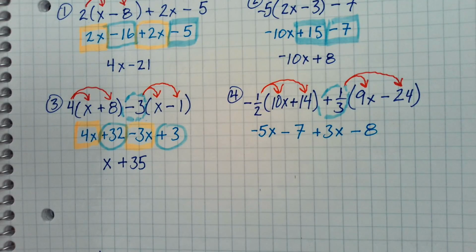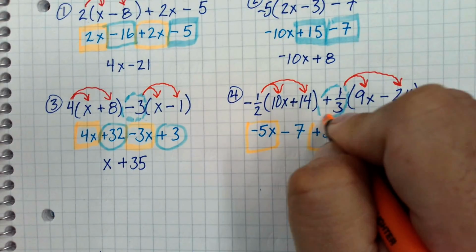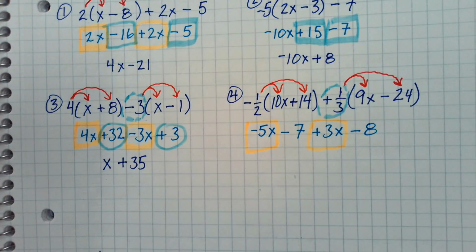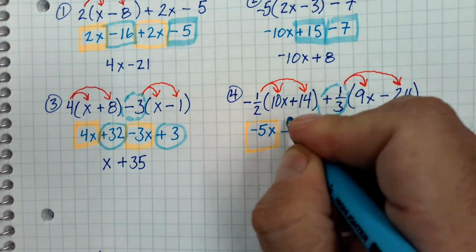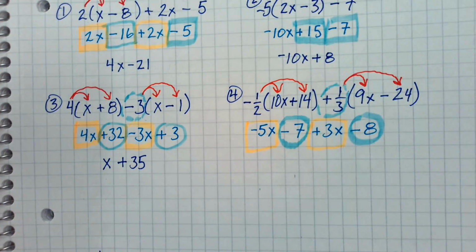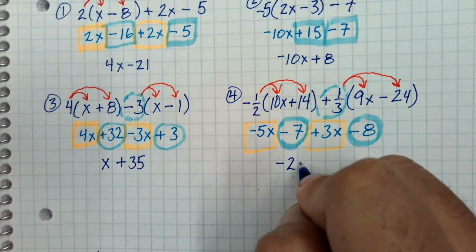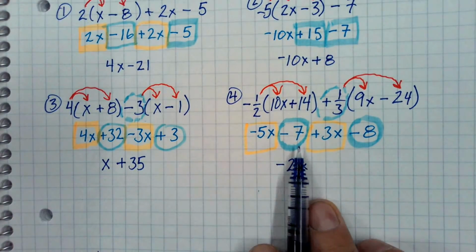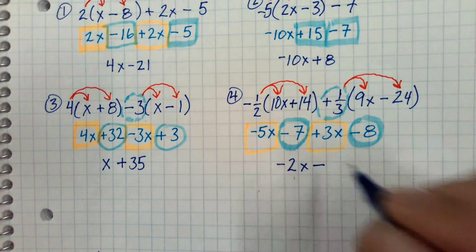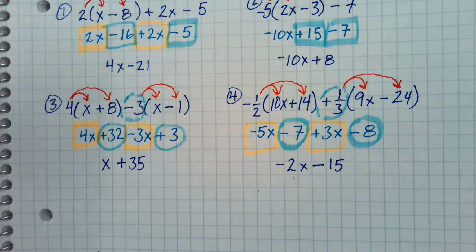Okay. So now let's combine our like terms. Negative 5 and 3 is negative 2, so negative 2x. And then negative 7 and negative 8. Then we're adding two negatives. That gives us a minus. 7 and 8 is 15. So negative 2x minus 15.